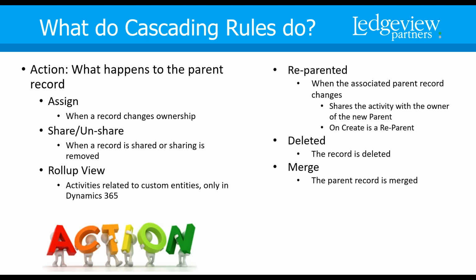That is a very confusing cascading rule, and it trips up many, many admins. Okay? Deleted. The record is deleted. You cascade that down. You just deleted all your child activities. That is very, very prevalent on accounts. You delete an account, say goodbye to your contacts, your opportunities, your activities, so on and so forth. It'll just keep cascading all the way down. If you delete your accounts, it's a very, very dangerous thing to do. You merge, the parent record is merged, that corresponding action goes to the child.